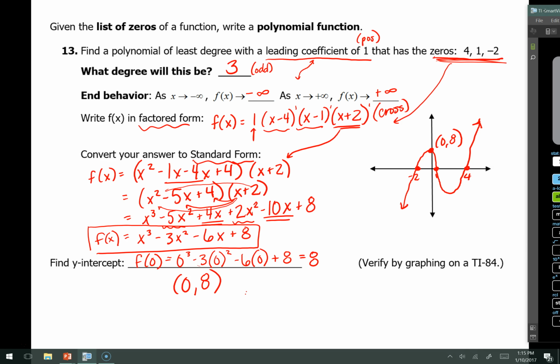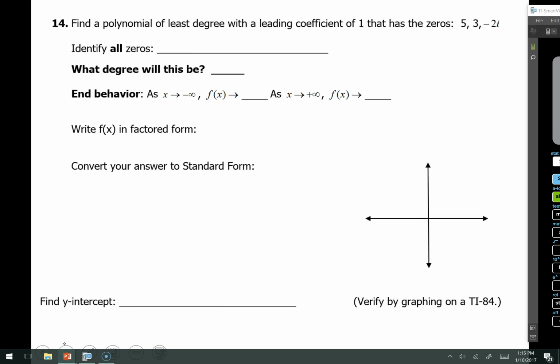All right, so let's look at another one of these that's a little bit harder. Let's find a polynomial of least degree where the leading coefficient is 1. Notice that's a positive leading coefficient. And it has zeros at 5, 3, and negative 2i. Now, with this one, you've got to be really careful because you need to identify all of the zeros. It left one off of the list. We know that x is equal to 5 and 3.